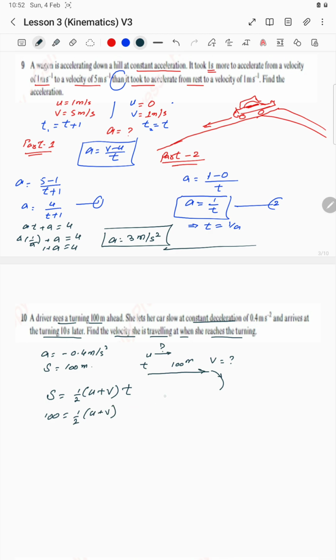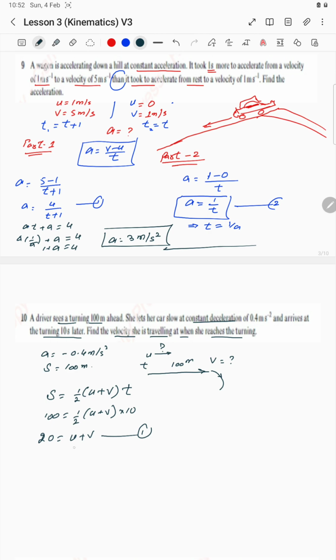Yes, here the time is not given to us directly. Time is given as arrive in 10 seconds later. Okay, time is 10, so you can take it as 10. So it becomes simply 10 to the 20 is equal to u plus v. This is equation number 1 for the first case.